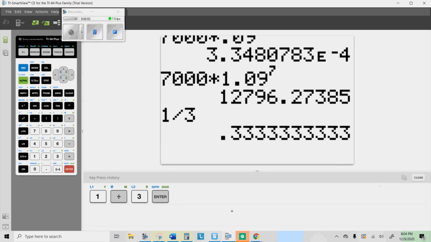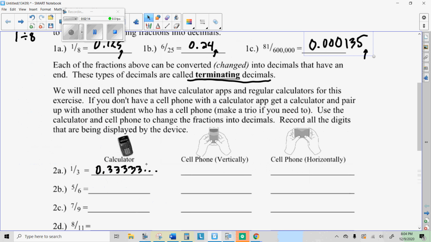So here's what happens on my calculator when I do 1/3. I get exactly 10 digits of 3 on my fancy calculator. So I get that, and then it ends. Now when I did this on my cell phone, it looked like this.